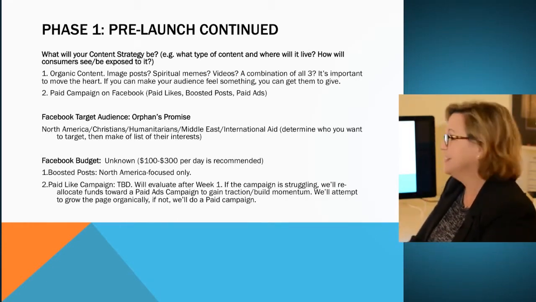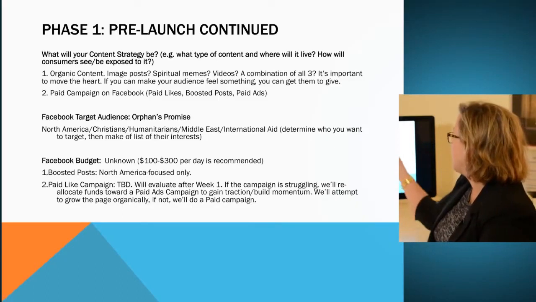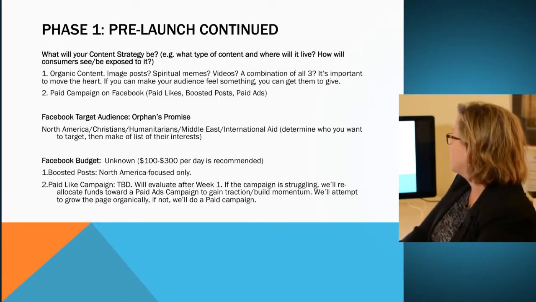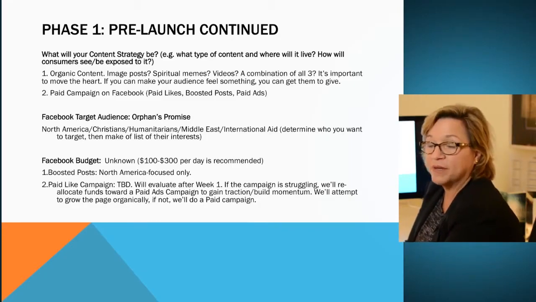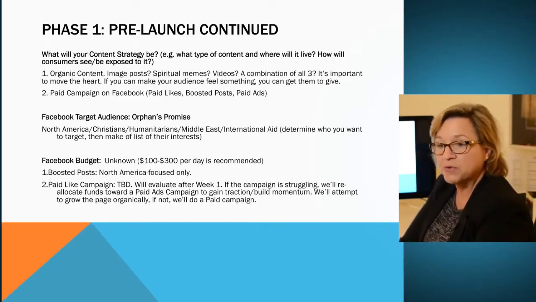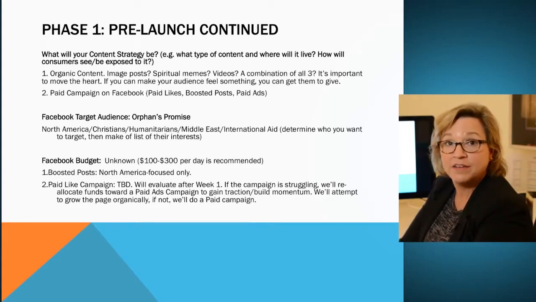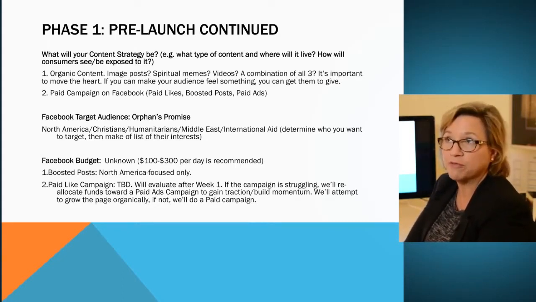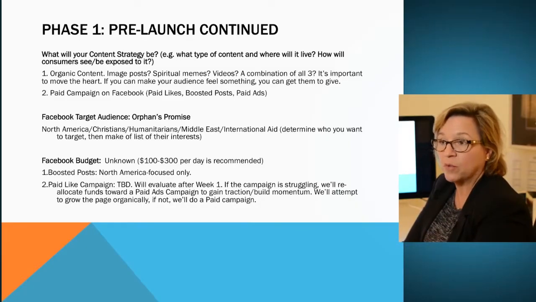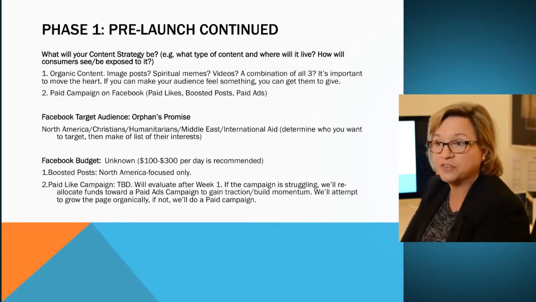The second type of campaign is a paid campaign on Facebook. And basically what you're going to do there is set a budget and then talk about who you want to target. Who's your target audience? Are you looking for young moms? Are you looking for older women who are retired? You have to figure out who your audience is, who your message is going to appeal to the most, and then get them to give.